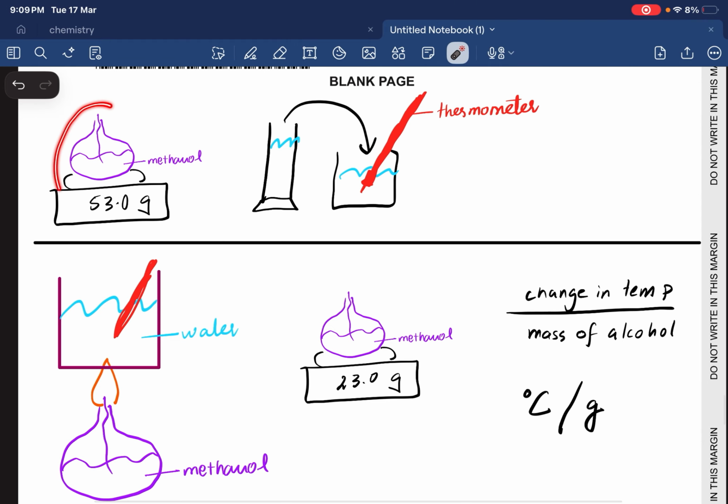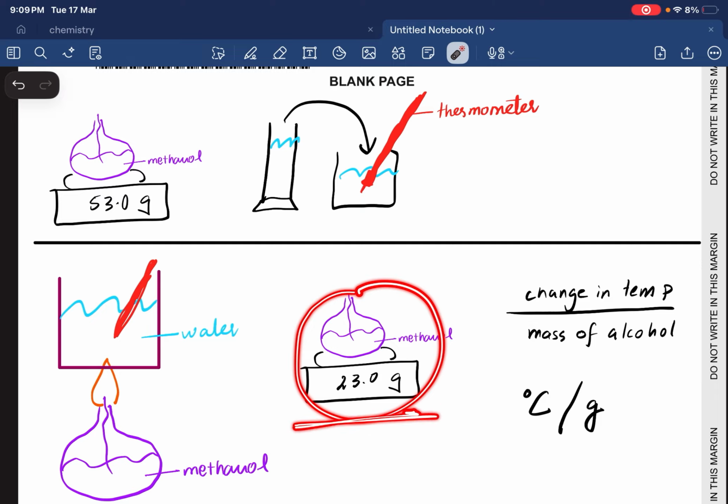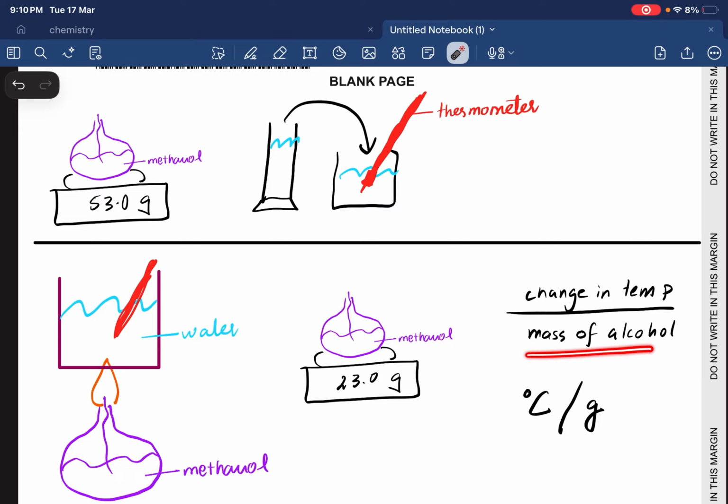So first you measure the initial mass of your alcohol, then you take the water, measure the initial temperature, and after heating it, you measure the final temperature of the water. And then you subtract the 2 temperatures and get the change in temperature. And then you measure the final mass of the methanol or ethanol that's left, and then you subtract it from the initial mass of the ethanol and get the change in the mass of alcohol that you used. So that's what you're going to do.